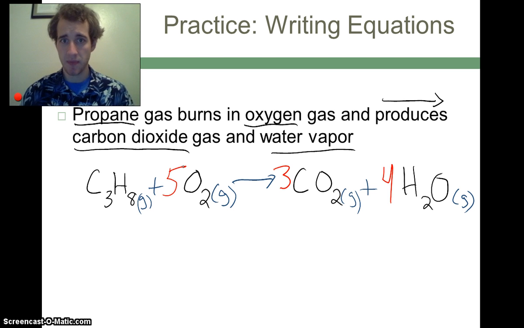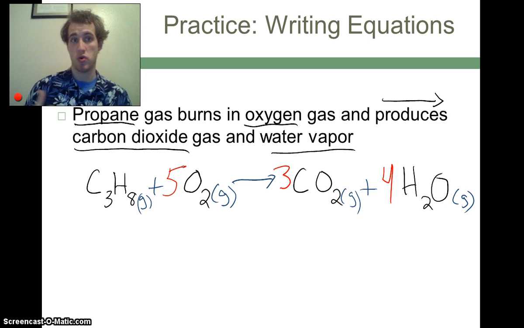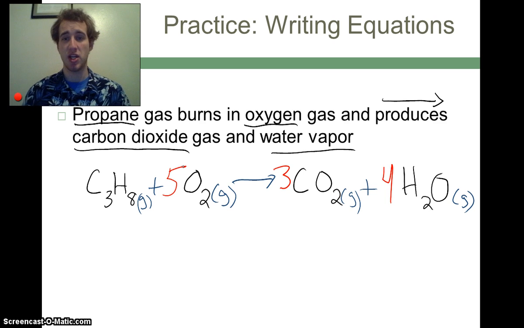Nomenclature, nothing new there. State symbols, kind of new, but okay. If it's gaseous, gets a G. If it's solid, gets an S. If it's precipitate, gets an S. If it's aqueous solution, gets an AQ. Or if it's in solution or an acid, gets an AQ. If it's a gas, G. All right, we got this.